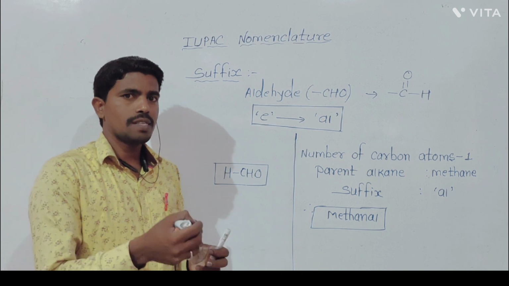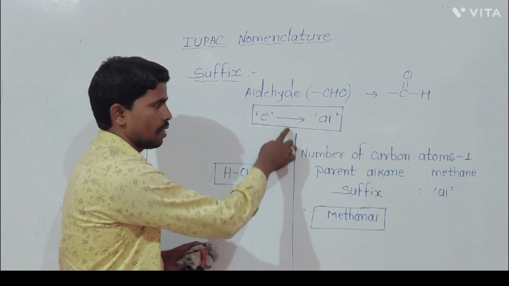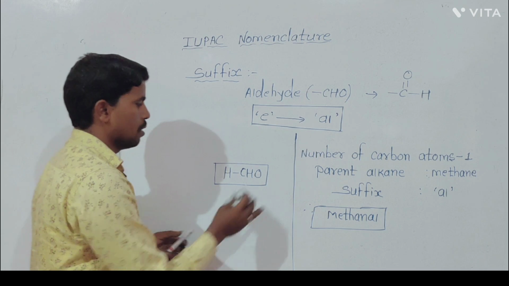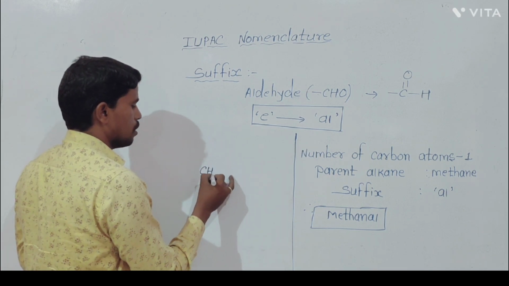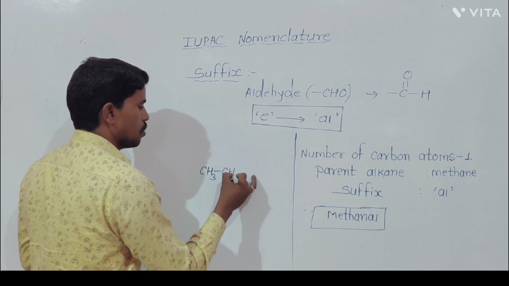So we will see the second example. Here this is the name of the given compound, methanal. Next we will see the second example, that is CH3CHO.